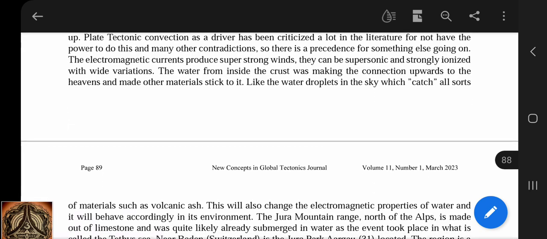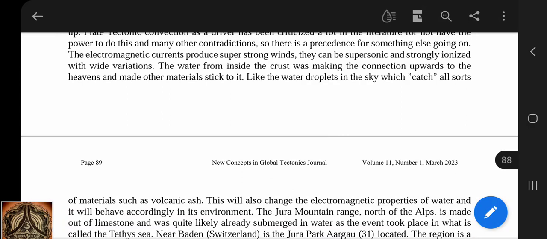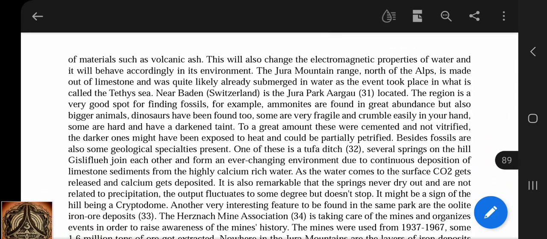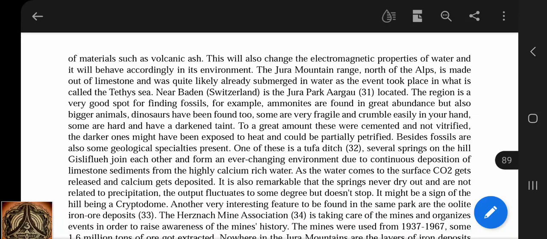The electromagnetic currents produce super strong winds. They can be supersonic and strongly ionized with wide variations. The water from inside the crust was making the connection upwards to the heavens and made other materials stick to it, like the water droplets in the sky, which catch all sorts of materials such as volcanic ash.